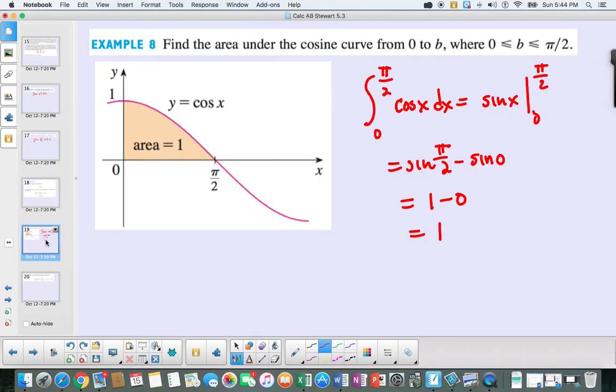Find the area under the cosine curve. They say the area is 1, and I went ahead and showed you in calculus notation how to find the antiderivative, evaluating from 0 to pi halves, and the answer is 1. That might be surprising here.